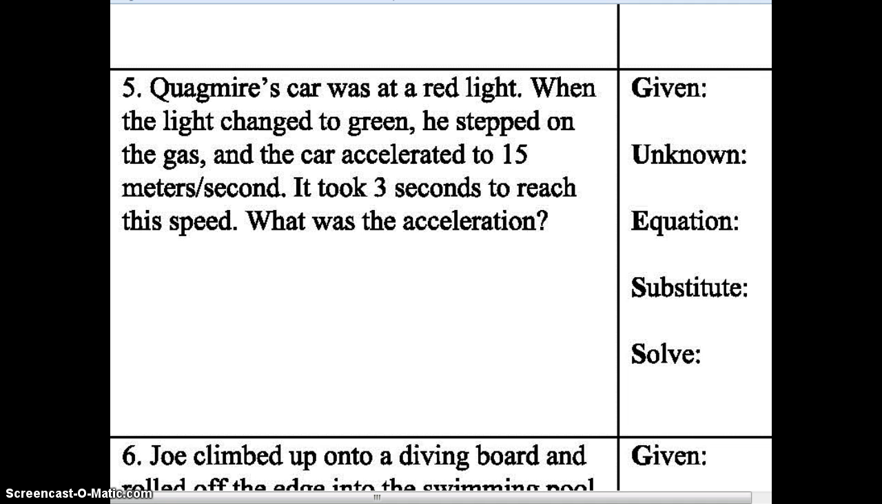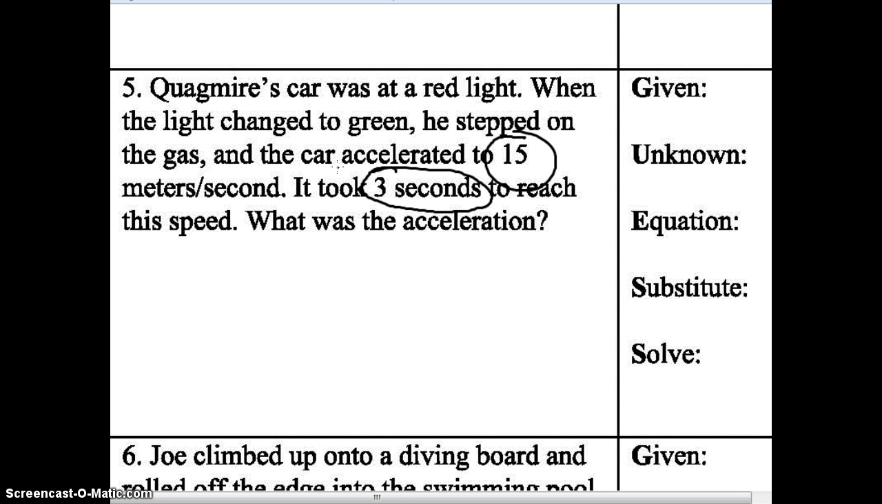So the question says, Quagmire's car was at a red light. When the light changed to green, he stepped on the gas and the car accelerated to 15 meters per second. So we have that information. We know we're going to have to go 15 meters per second. And we see it took 3 seconds to reach that speed.